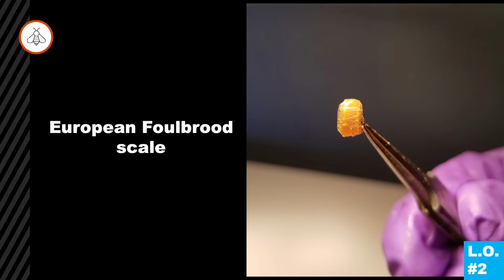In both American foul brood and European foul brood, scales are present, but when observed in the cells, if you try to remove that scale with a forceps, it will easily come out of the cell in European foul brood. So this is another way to distinguish between European foul brood and American foul brood.